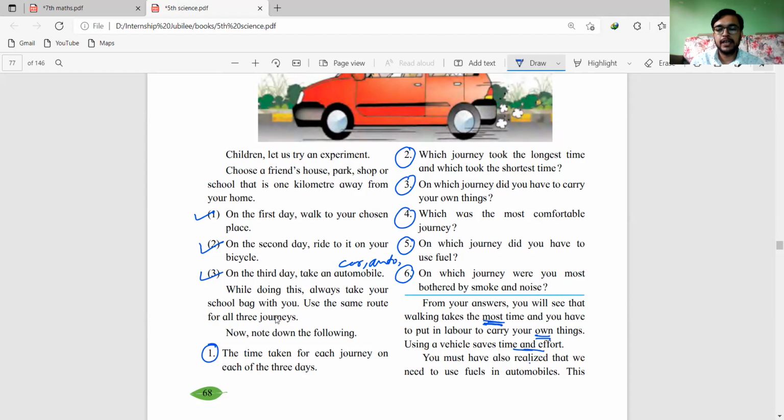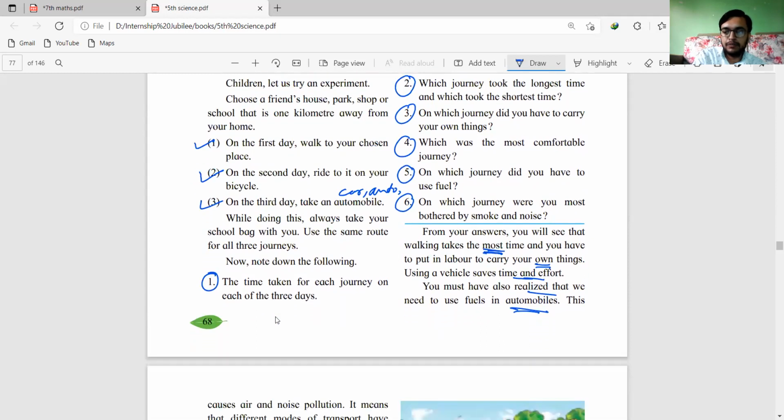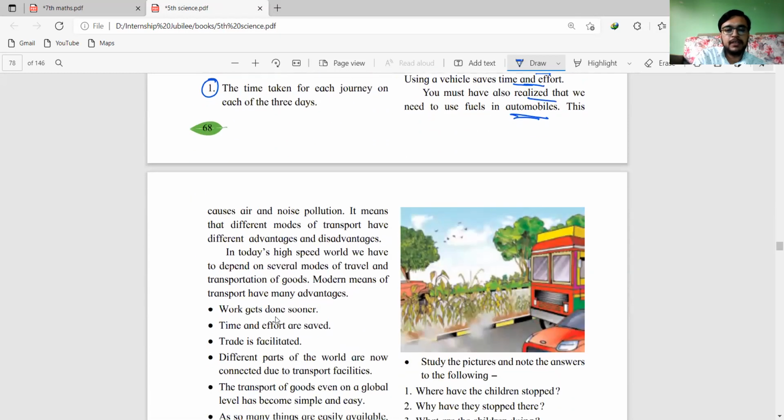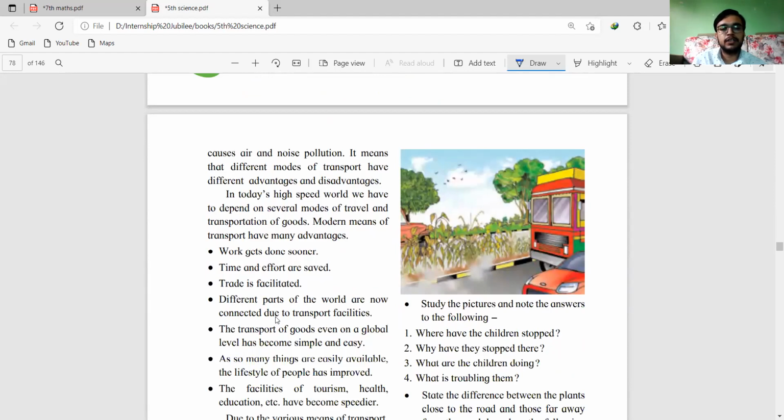You must have also realized that we need to use fuels in automobiles, right? Automobiles means cars, how they start, they need a fuel, right? They consume fuel. This causes air and noise pollution. When the fuel burns, toxic chemicals come out from the vehicle, so it causes air and noise pollution. The sound of horn and engine causes noise pollution. It means that different modes of transport have different advantages and disadvantages, right?